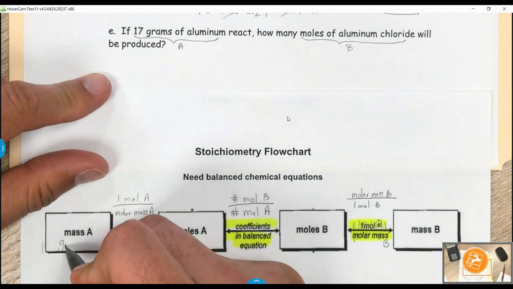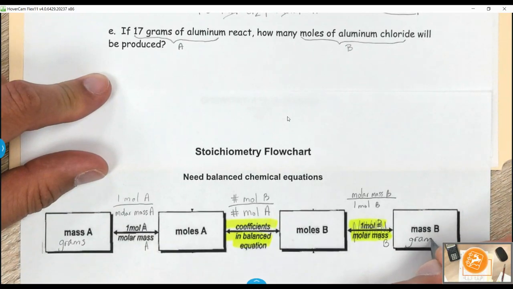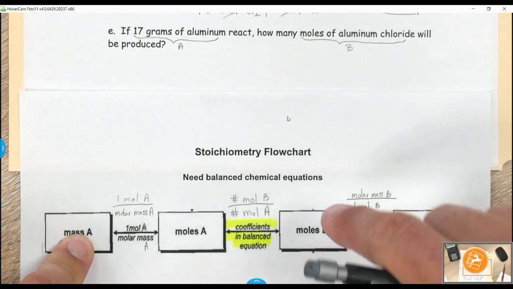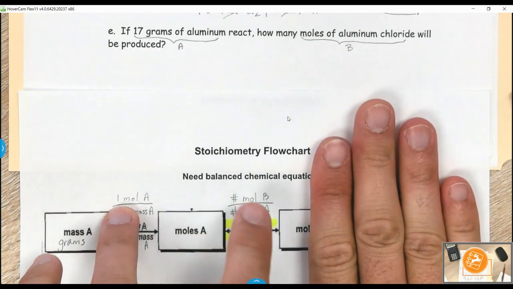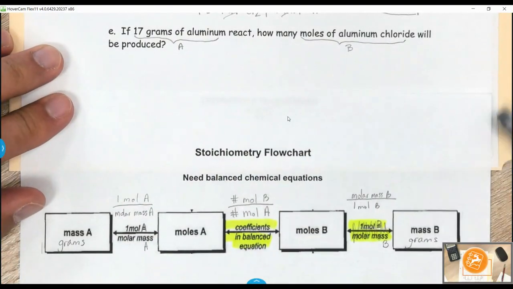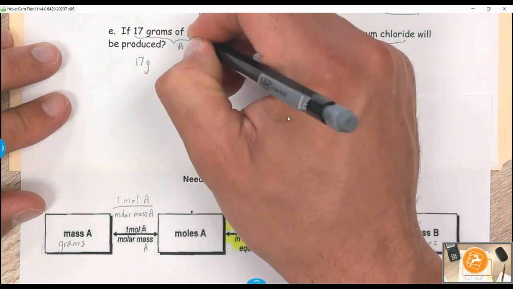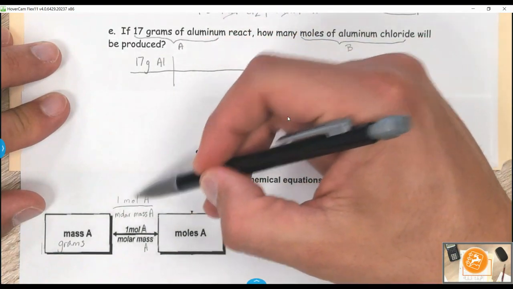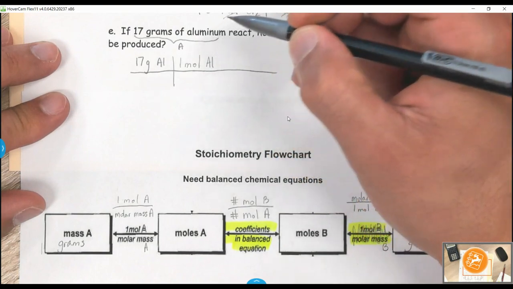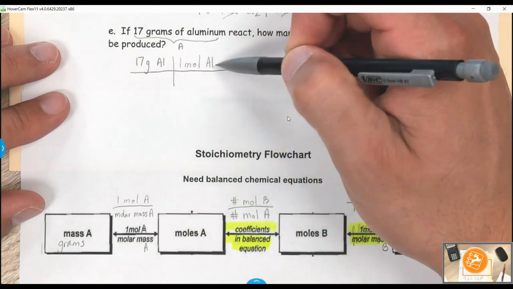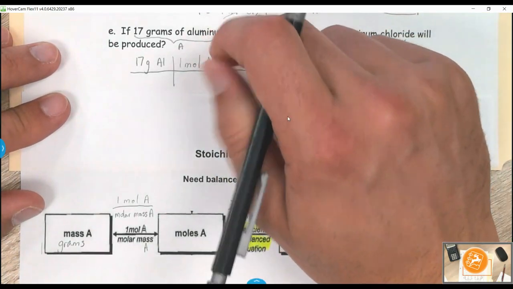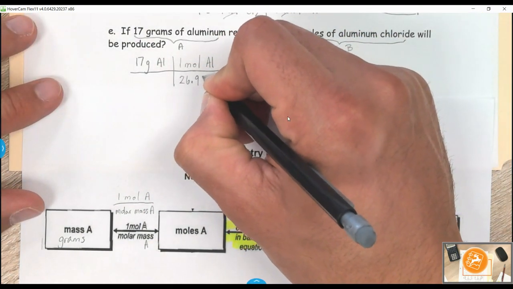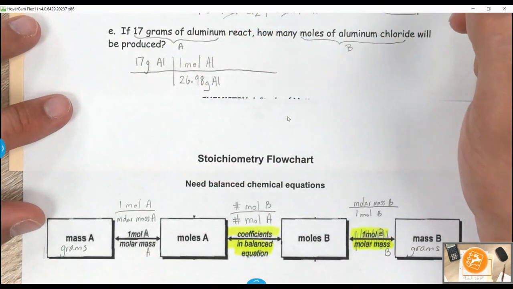So if you want to add that here, grams. So 17 grams of aluminum means we start here, and what do they want? Moles of substance B. So that means we're only using these two conversions. So take what you're given, put it in the starting position. 17 grams, aluminum is just Al. So I know I need this conversion and this conversion. 1 mole of aluminum. I need the molar mass of aluminum. If it's an element by itself and no subscripts, you just use whatever it says in the periodic table. That was the 26.98 grams of Al. Okay, so that's my first conversion.